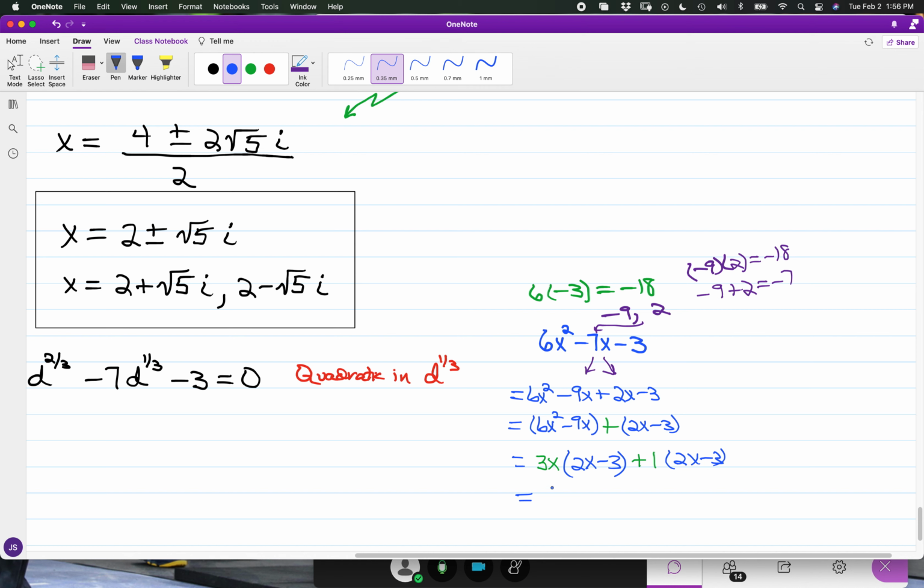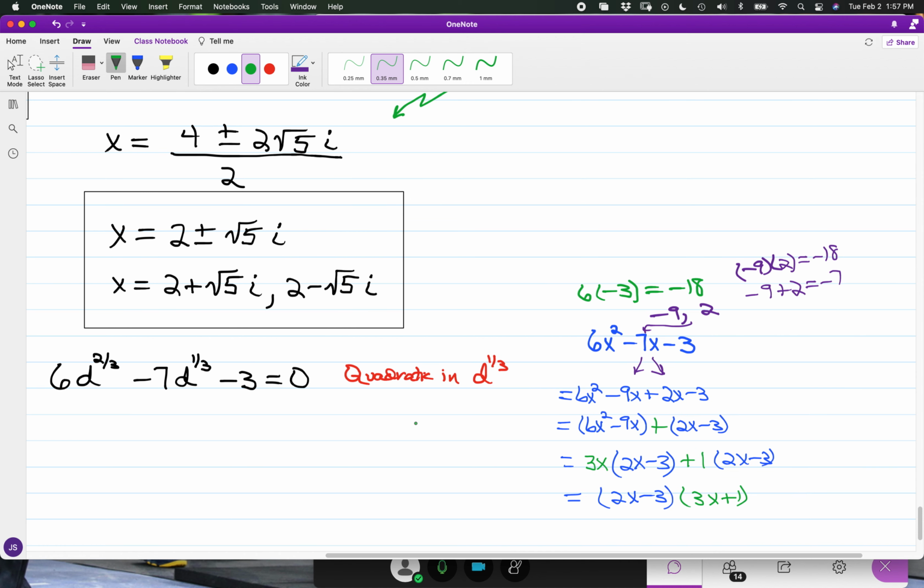So we have for the factorization 2x minus 3, which we had to be shared, and the other we have 3x plus 1. Okay, and one might ask, what's this got to do with d to the 1/3? Well, if you notice, we had the same coefficients, even though we got a different letter and different degrees, we still had the same kind of application with the weights of the coefficients in the factoring.